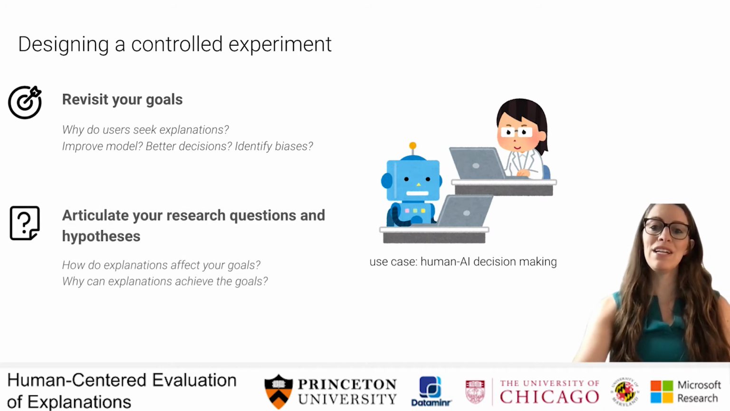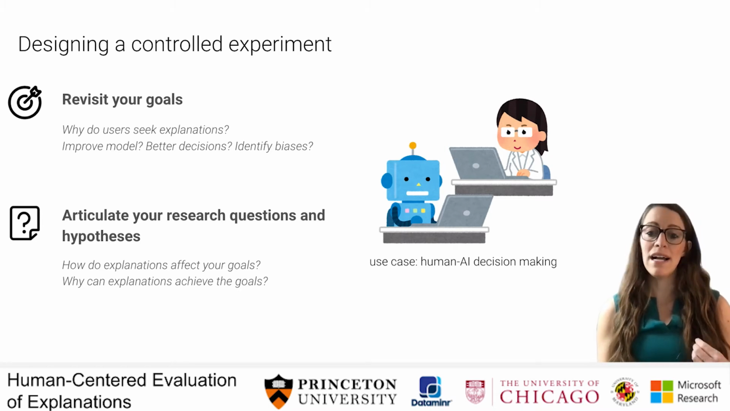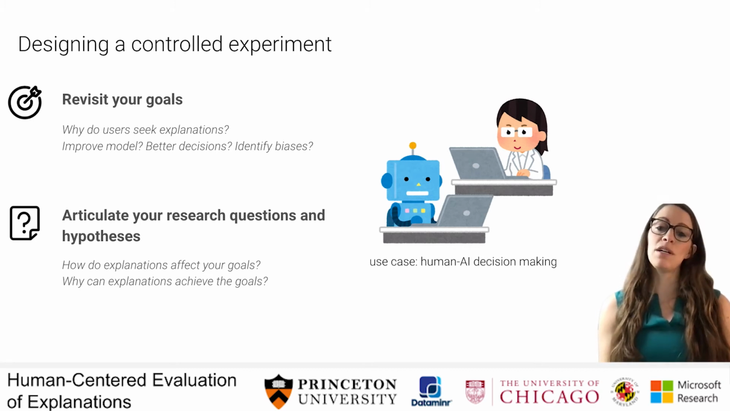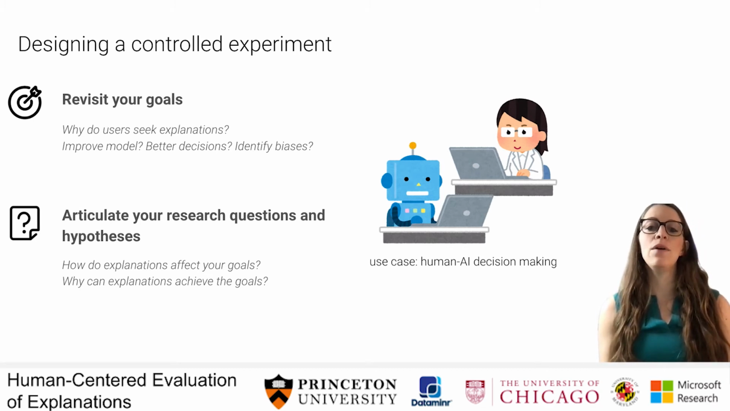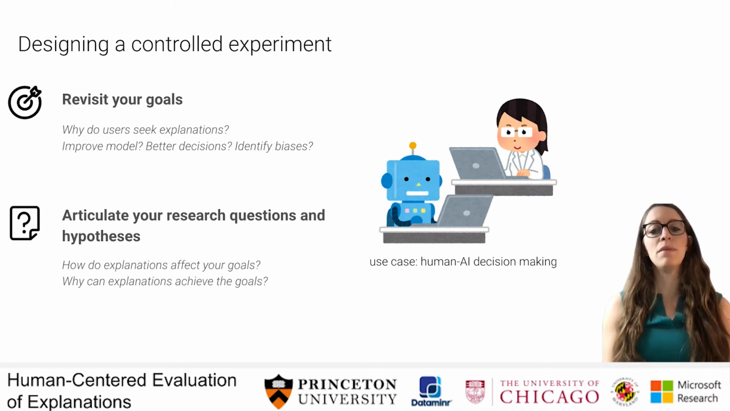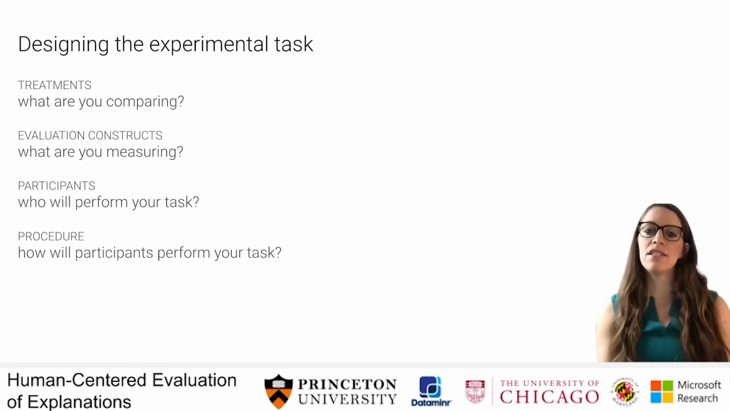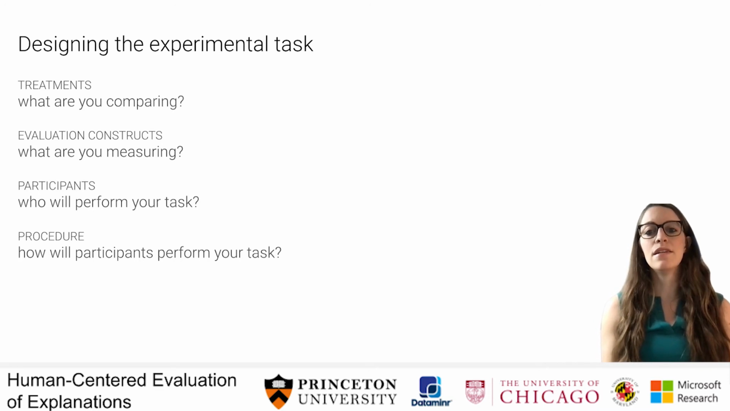Next, you'll articulate your research questions and hypotheses. So think about how your explanations will affect your goals and why explanations can or can't achieve your goals. So from our example, our research question is how explanations affect decision-making performance, hypothesizing a positive effect. So given these research questions and hypotheses, we can design more details of the experimental tasks.